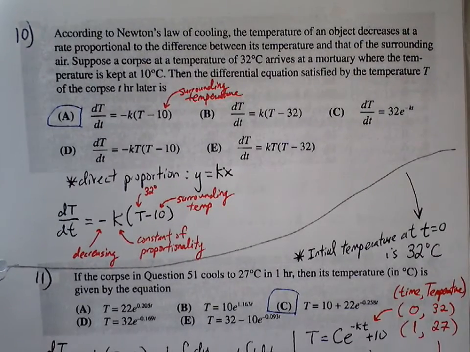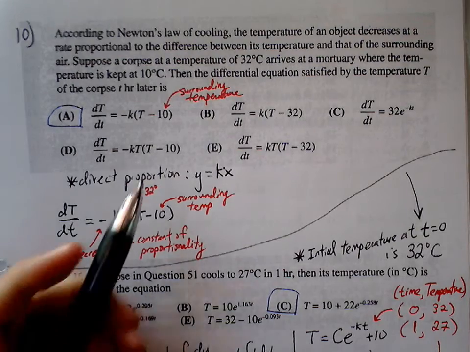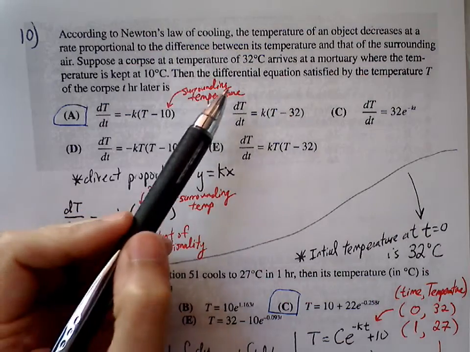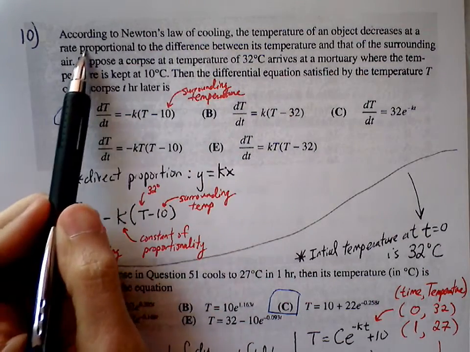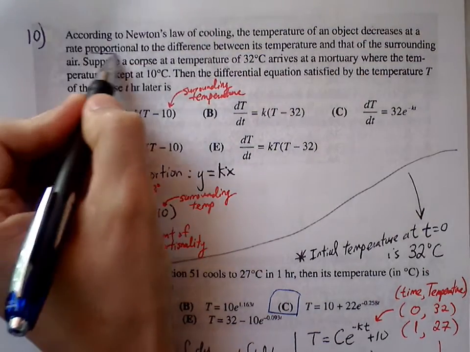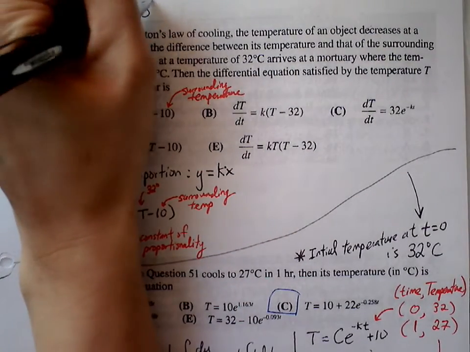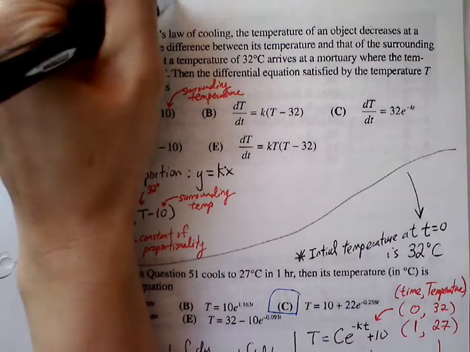Right, number 10. According to Newton's law of cooling, the temperature of an object decreases at a rate proportional to the difference. So proportionality means that this is going to take on the form of y is equal to kx. Everything should be in the numerator.